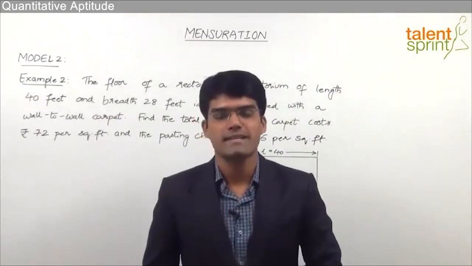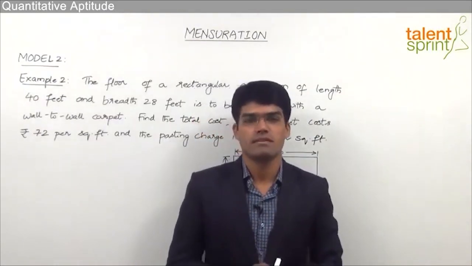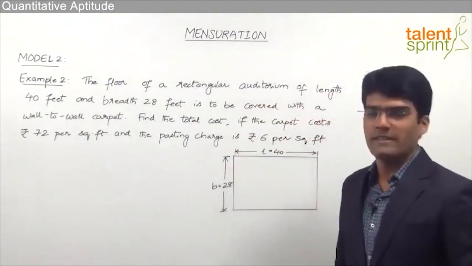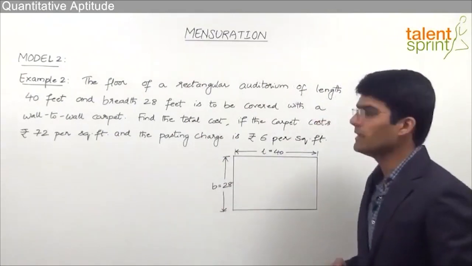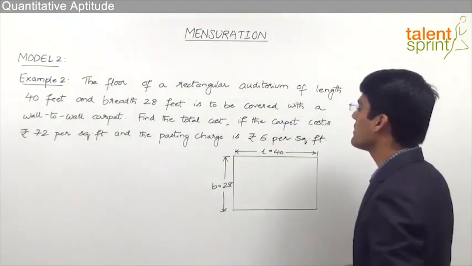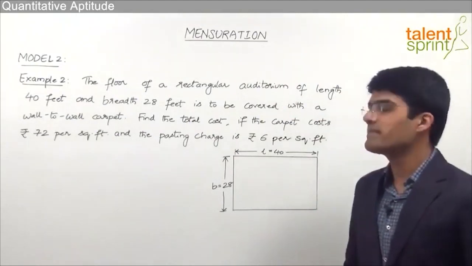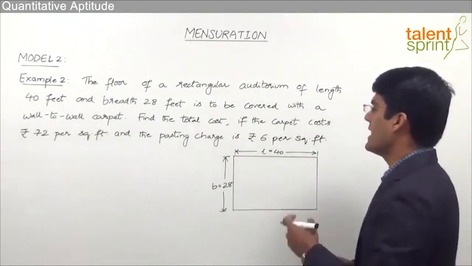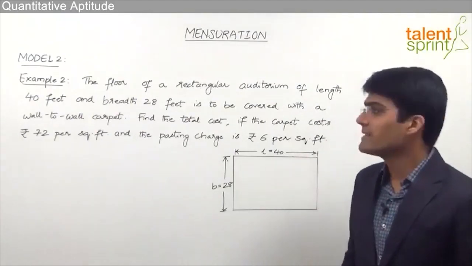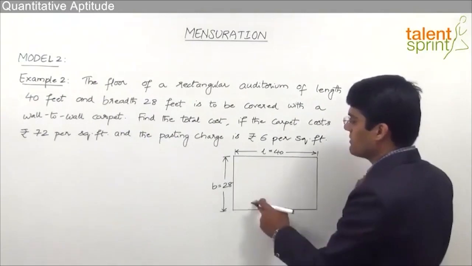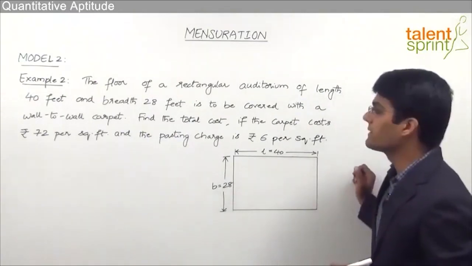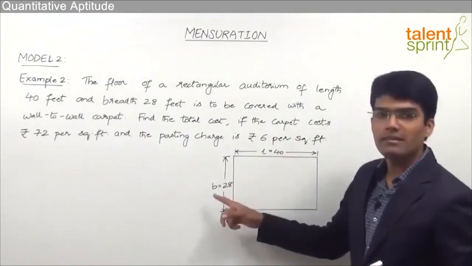Let us now take the second example from model 2 of mensuration. The floor of a rectangular auditorium of length 40 feet and breadth 28 feet is to be covered with a wall-to-wall carpet. Find the total cost if the carpet costs rupees 72 per square feet and the pasting charges is rupees 6 per square feet. So as you can see here, there is a rectangular auditorium as shown in the figure. Length is 40 and the breadth is 28 as given in the question, 40 feet and 28 feet.